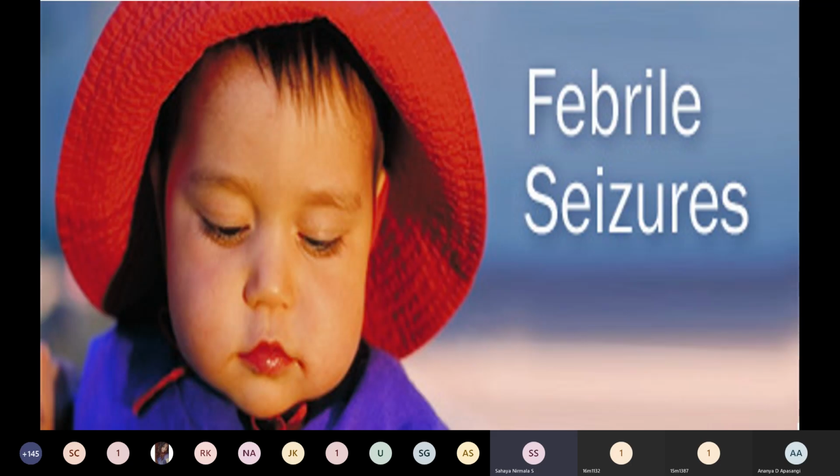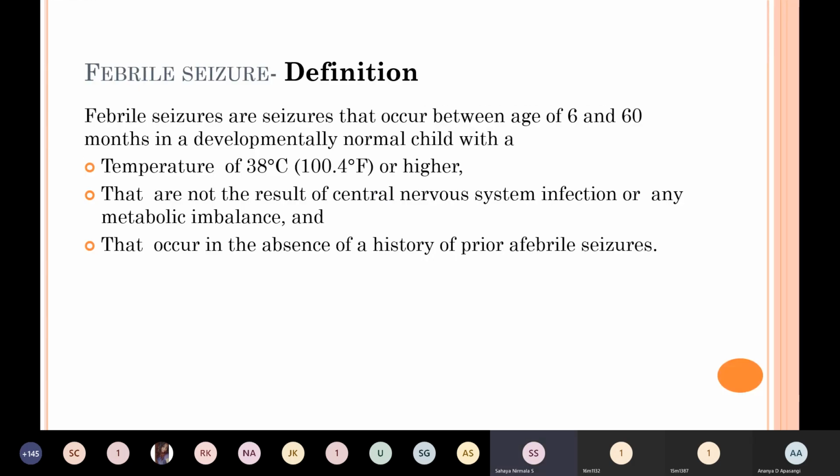So now let us move on to febrile seizures. What is a febrile seizure? These are seizures that occur between the age of 6 and 60 months in a developmentally normal child with a temperature of 38 degrees centigrade or 100.4 degrees Fahrenheit or higher, that are not the result of central nervous system infection or any metabolic imbalance, and that occur in the absence of a history of prior afebrile seizures. So each and every word in this definition is important.